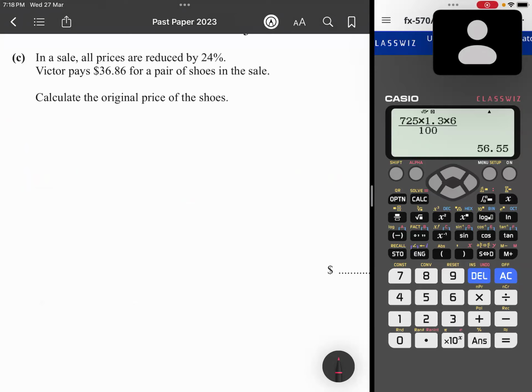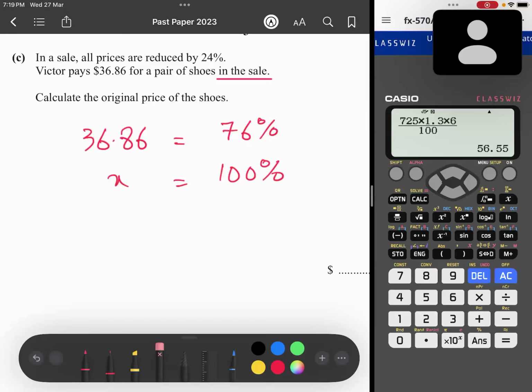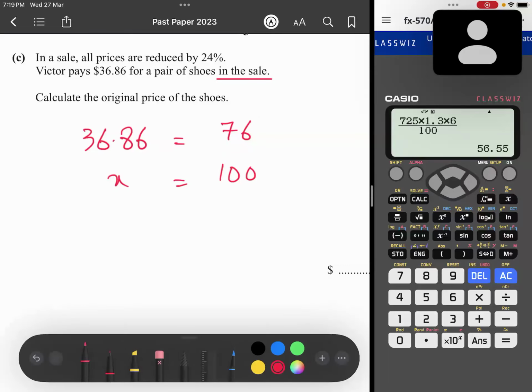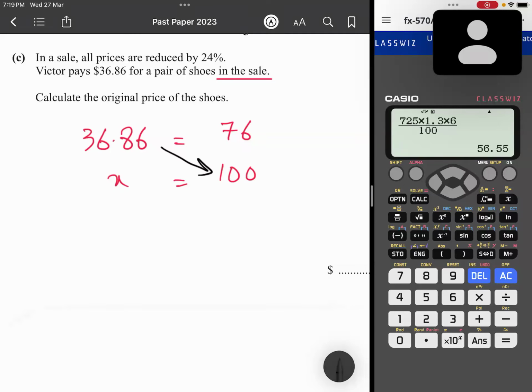In a sale, all prices are reduced by 24%. Victor pays $36.86 for a pair of shoes in the sale. Okay, so this $36.86 is not 100%. This is the 76% he paid. So calculate the original price, beta. Original price is always 100%, multiplied by x. So now I'm removing percentage symbols because both have the same percentage. So just cross multiply. Simple as that.